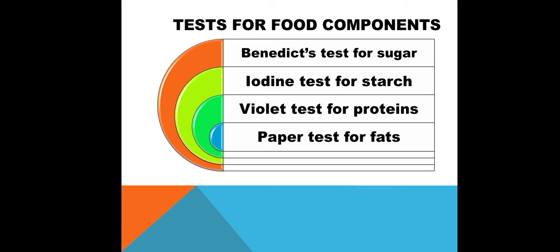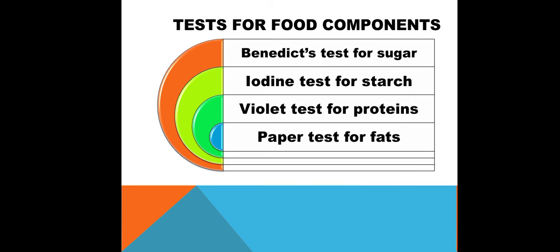Here, Benedict test for sugar. Benedict test is used for identification of sugar. Iodine test is used for starch. Biuret test for protein. Paper test for fats. Okay, which test is for sugar? Benedict test. Iodine test is for starch.